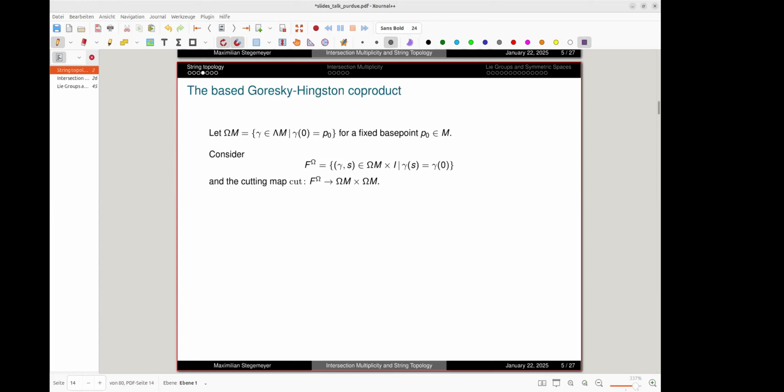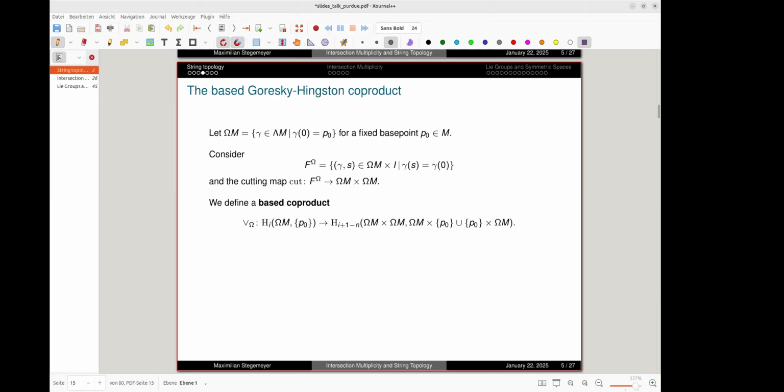So we can look at the space F Omega. Now these are based loops which have a base point self-intersection at some time s. And of course, the cutting map restricts to a map into the product of the based loop space with itself. And again, this space inside Omega times I behaves like a codimension n submanifold. And so you can similarly define what I will call the based coproduct.